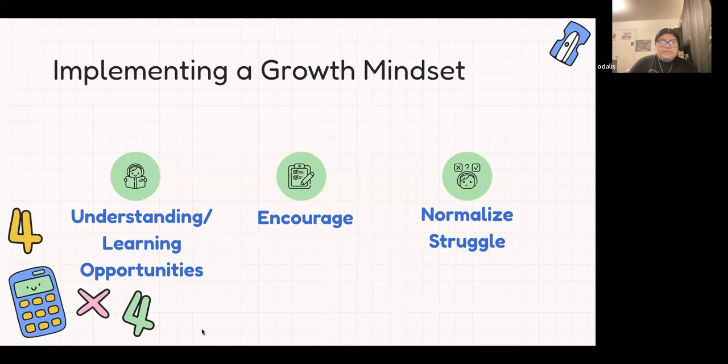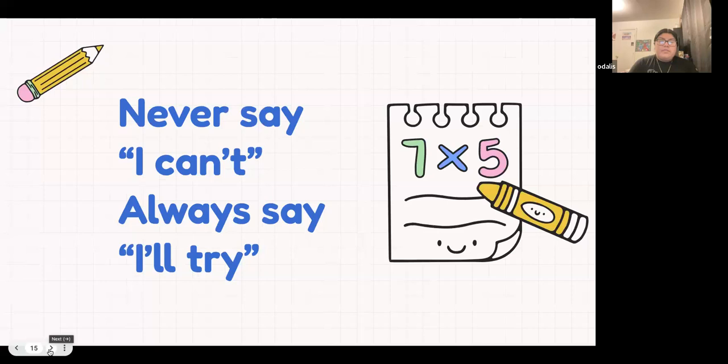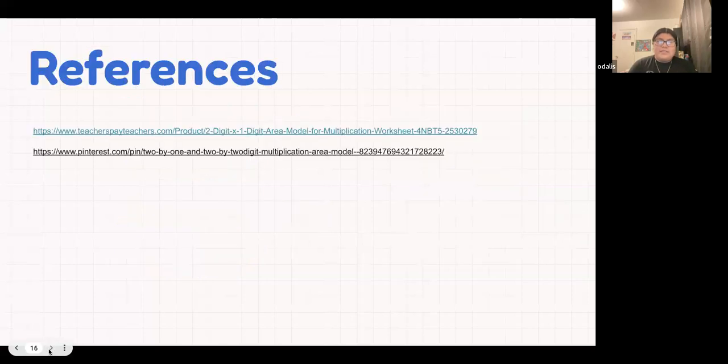And then we just wanted to end off the lesson by giving them a quote to help them, which would be never say I can't, always say I'll try, which is something big, I feel like, for students amongst learning math. And then that'll be all for our lesson plan.